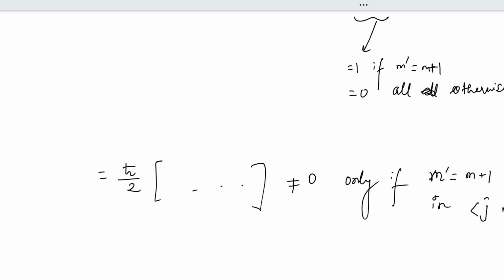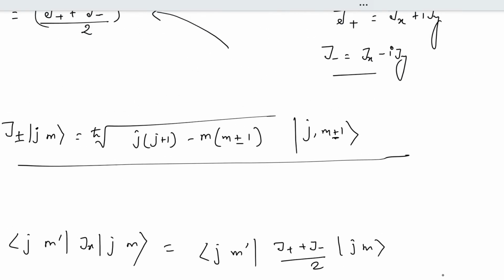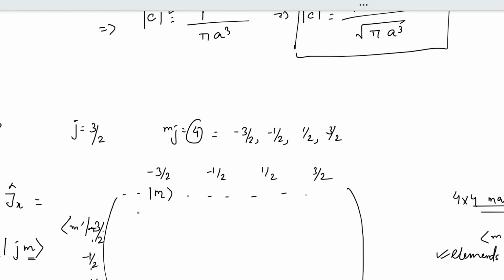So only where m prime is equal to either m plus 1 or m minus 1 will the value of the element be non-zero; otherwise it will be all 0. Now we can map it out. First, take the m prime and m combination of minus 3 by 2, minus 3 by 2. That means m prime equal to m. So whatever the element is, this is j x minus 3 by 2, minus 3 by 2, so this will be 0, right? I will not write down everything, just tell you which part will be 0 and which will not. So this will be 0 because m prime equal to m.